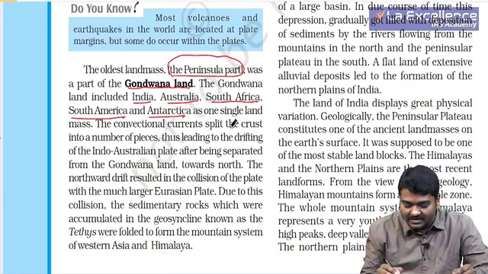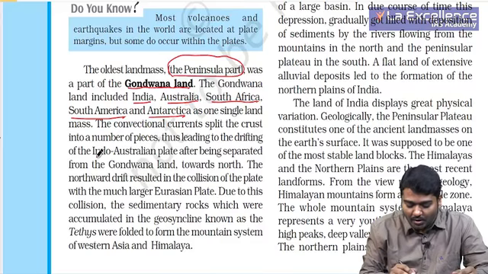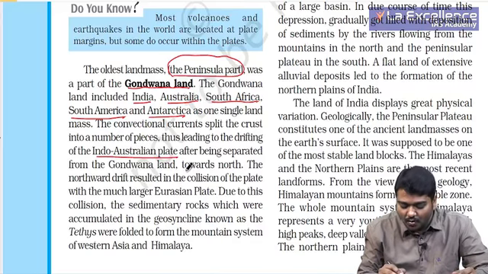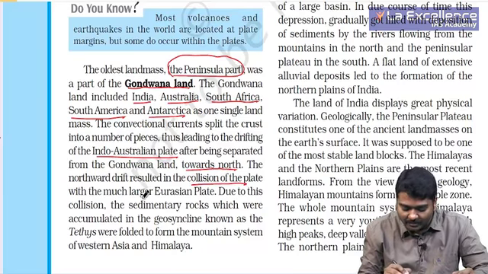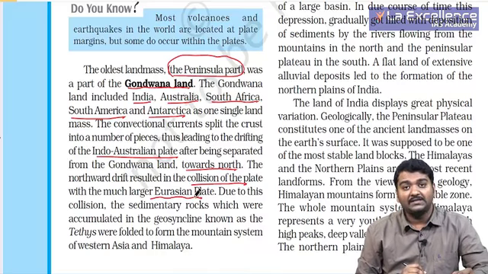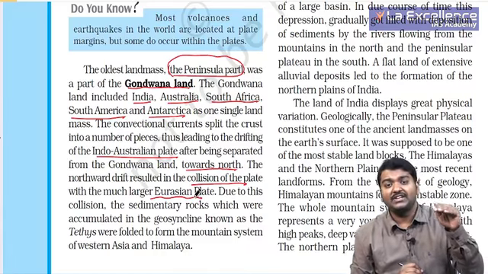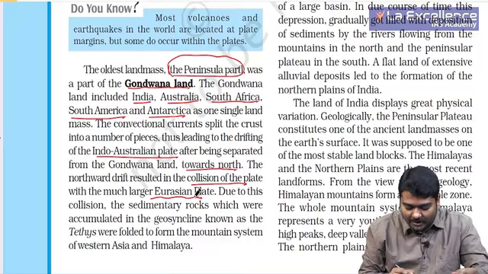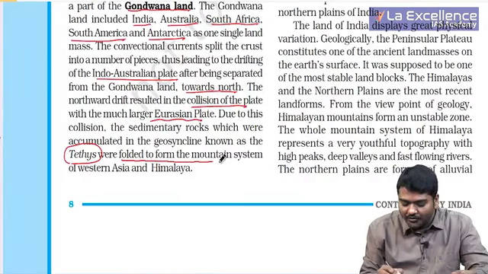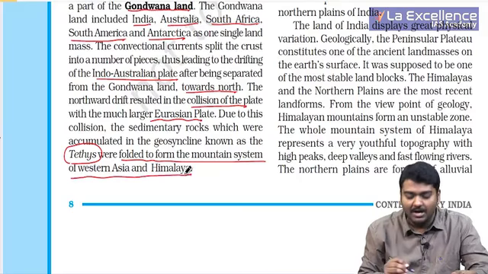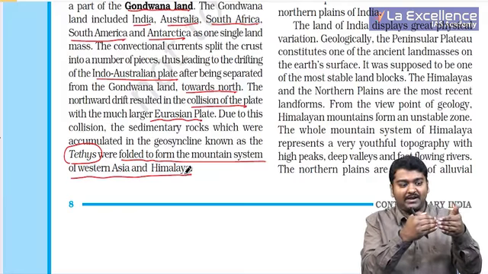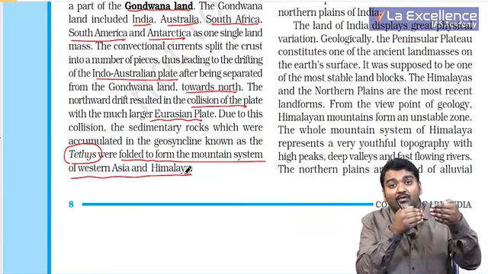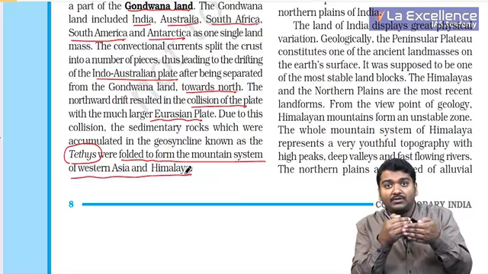The convectional current split the crust into number of pieces and we have today the Indo-Australian plate which is moving towards north, correct? And then this plate is colliding with the plate of Eurasian, and as the Indo-Australian plate is heavier, it is actually going below. Can you see they are talking about the Tethys Sea were folded to form mountain system of Western Asia and Himalayas. That is, when the Indo-Australian plate went and hit the Eurasian plate, the sediments whichever was there in the Tethys Sea was compressed to form these mountain systems.